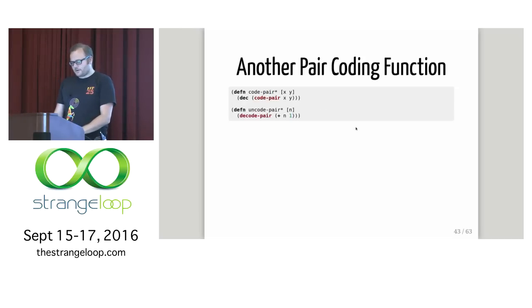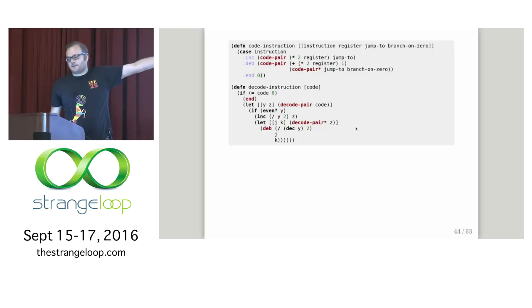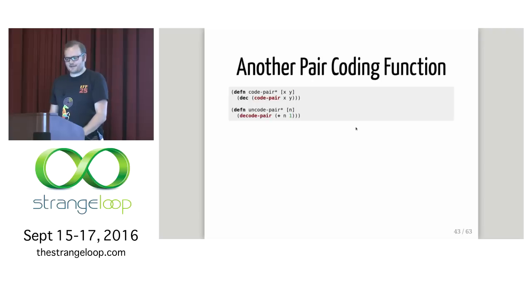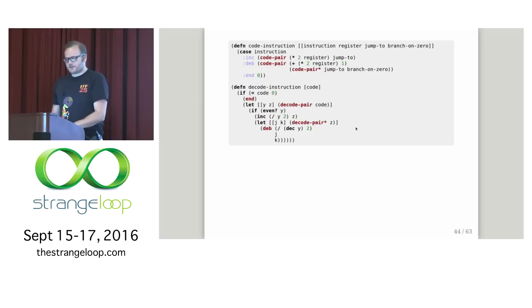In order to code an instruction, depending on what it is, you code the pair, and you always double the register, or double it and add 1, to make sure you're in the inc and deb case. So here again, if you happen to know Closure, this is a more succinct and less waffly version of what I just said. If you don't know Closure, I should have used a different language that you did know.